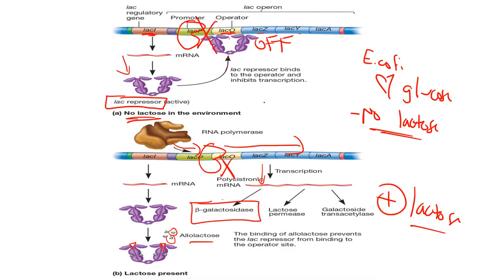Okay, so this is the operator binding to the repressor. No lactose present: the operator and repressor bind. Transcription turned off. Lactose is present: then the operator and the repressor don't bind, and transcription is turned on.